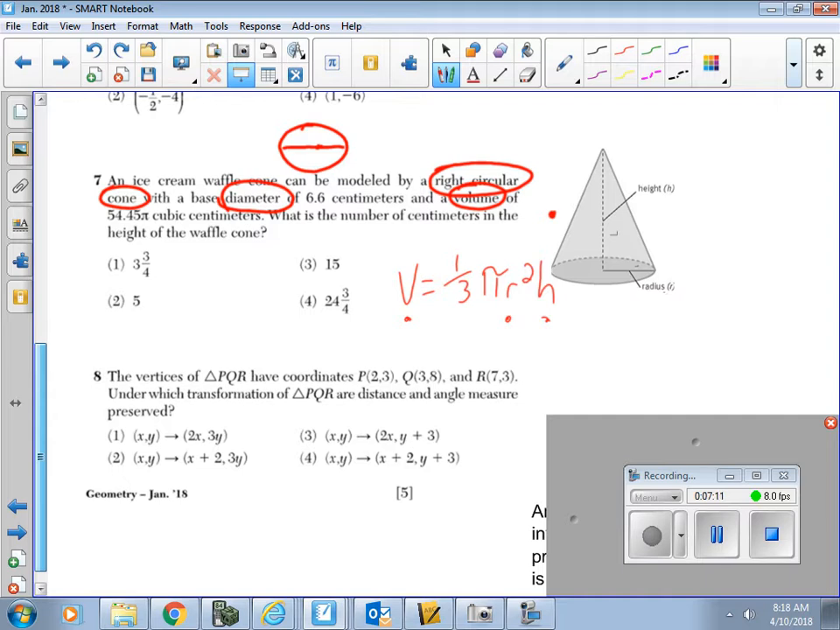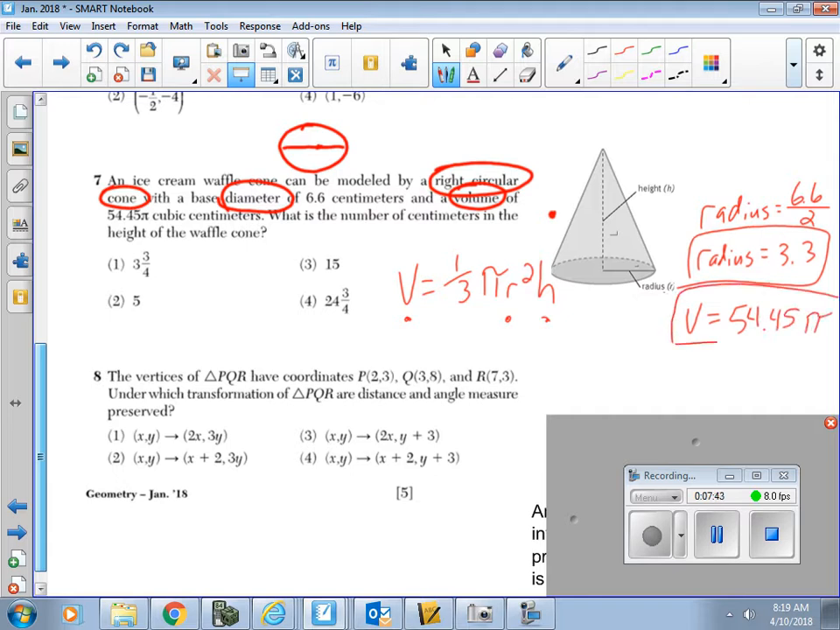So in this case, they didn't even give us the radius. They gave us the volume, so let's write this down. We need to find what the radius is. Well, how am I going to find the radius? Well, the radius is actually going to be the diameter divided by 2. Because remember, the radius is half. So the radius is going to actually be 3.3. Okay? So that's our R. And then our volume, our V, is equal to 54.45 pi cubic centimeters. So we have those 2, and we need to find the height. That's what we are looking for. So let's just fill these things in here.